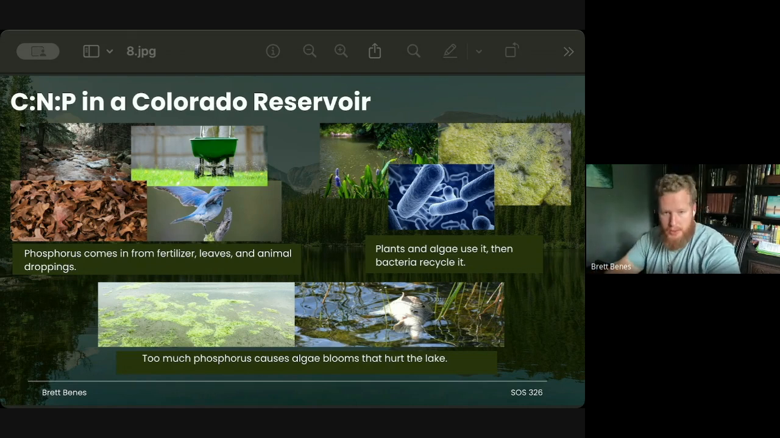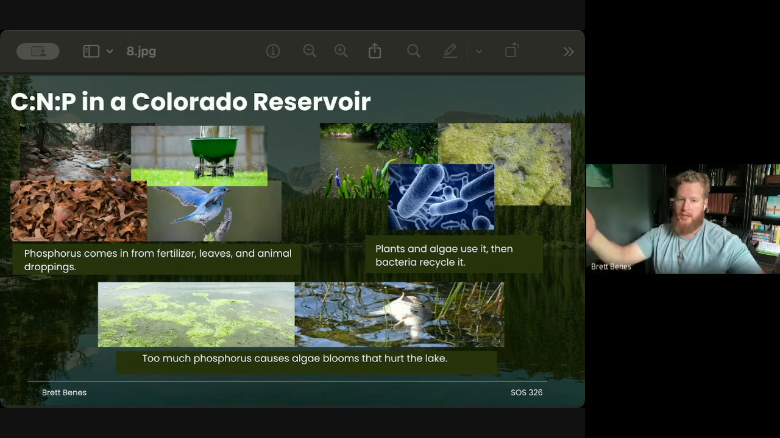Phosphorus is a nutrient that plants and algae need to grow. It moves through the lake in this sort of a cycle. You get the inputs, which are things like fertilizer, pet waste, dead leaves, or animal droppings that might go directly into the lake, other than the case of the fertilizer. But largely, much of it comes through the larger watershed that then flows downstream and ends up in the lake.